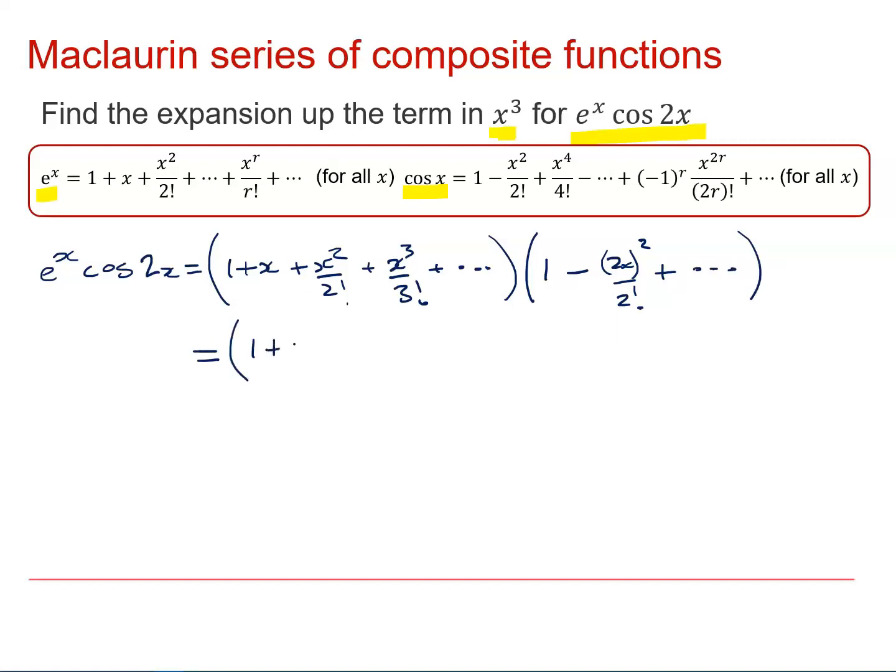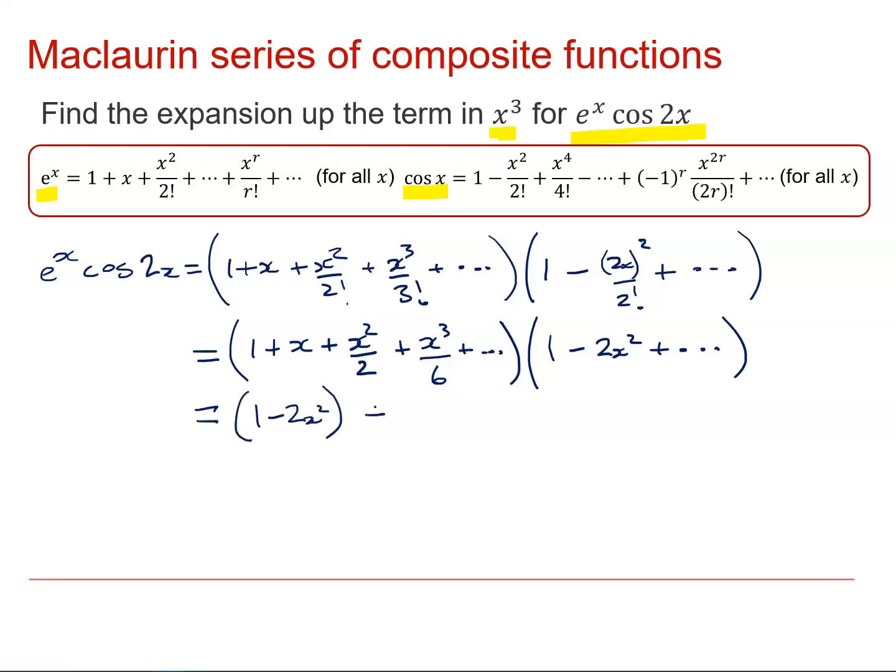So I'm going to get 1 plus x plus x squared over 2 plus x cubed over 6. And I know there are some other bits, but I'm not going to be using them. And from this I'm going to get 1 minus 4x squared over 2, which is just 2x squared. And again, there are other bits, but we're not going to be concerned by them. So if I do 1 times all of these, I'm going to get 1 minus 2x squared.